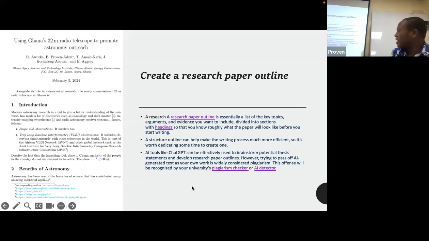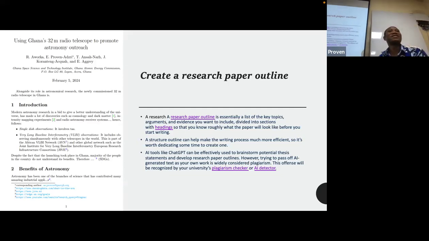Yeah, there's a note there. It said that it would be an offense. It said, however, trying to pass off AI-generated text as your own work is widely considered plagiarism. And then this offense will be recognized by your university's plagiarism checker or AI detector. Most universities now have these systems because they know you guys are there. You just use ChatGPT or copy somebody's and dump it. And so they also know. But all the same, that's fine.